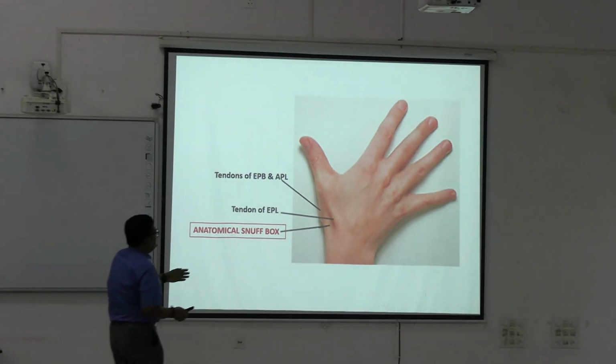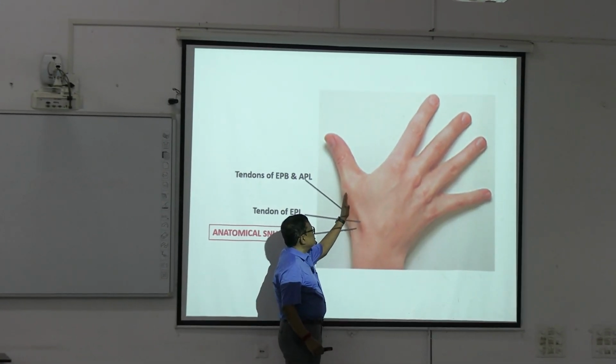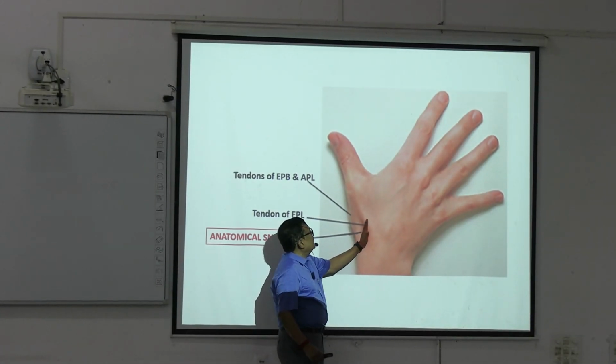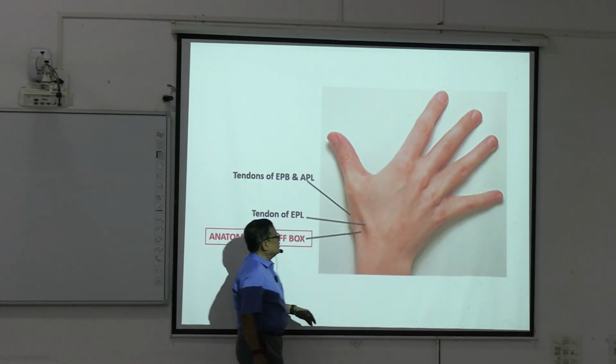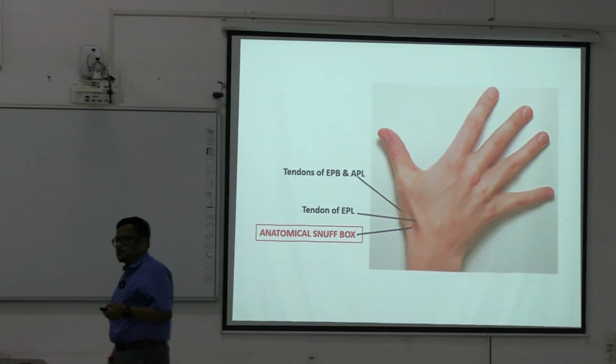Laterally by 2 tendons, extensor pollicis brevis and abductor pollicis longus, and medially by extensor pollicis longus. Often asked in the examination: the boundary of the anatomical snuff box.